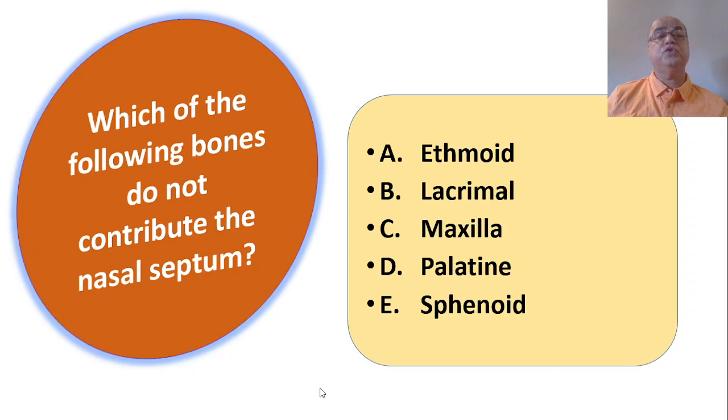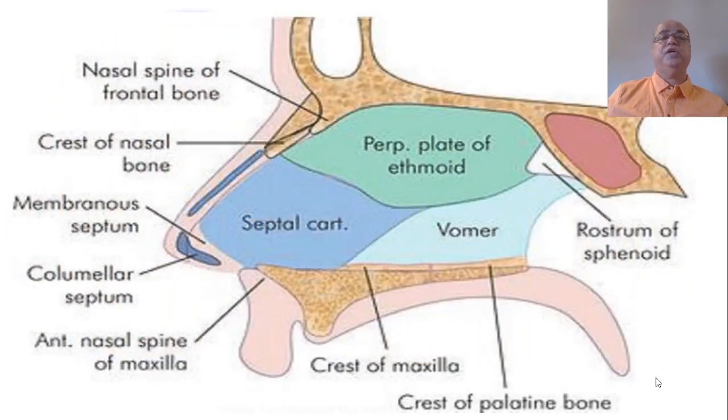Which of the following bones do not contribute to the nasal septum? Nasal septum is an osseocartilaginous partition between the two halves of the nasal cavity. The osseous part consists of the vomer and perpendicular plate of the ethmoid, and the cartilaginous portion consists of the septal cartilage. Then there are minor osseous contributions from other bones also. So here the answer is lacrimal bone. Lacrimal bone does not contribute. In the picture it will be more clear.